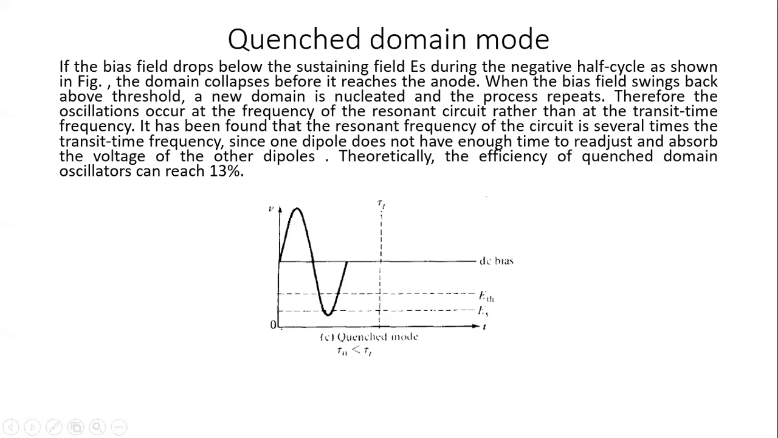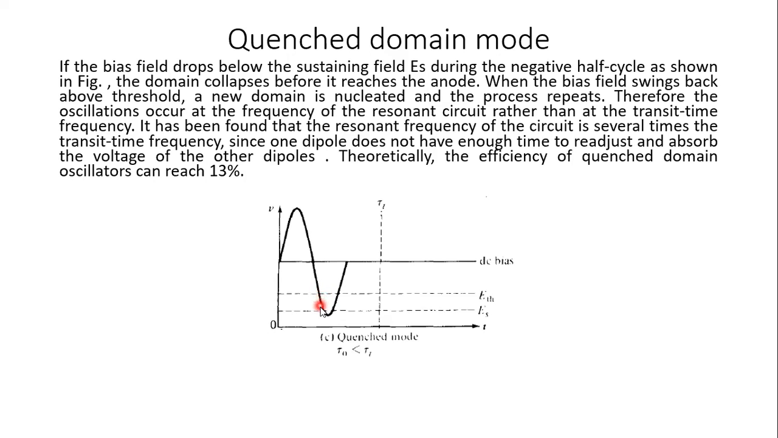Mode. So the oscillation period is very small as compared to the transit time. So you can see that during the positive half cycle, the domain is formed. It tries to travel towards the anode, but before it reaches the anode, this is the time at which it would reach the anode. Before it reaches somewhere here, the potential across the sample is so low that the electric field created across the sample will be lesser than the threshold electric field, and because of which the domain collapses.